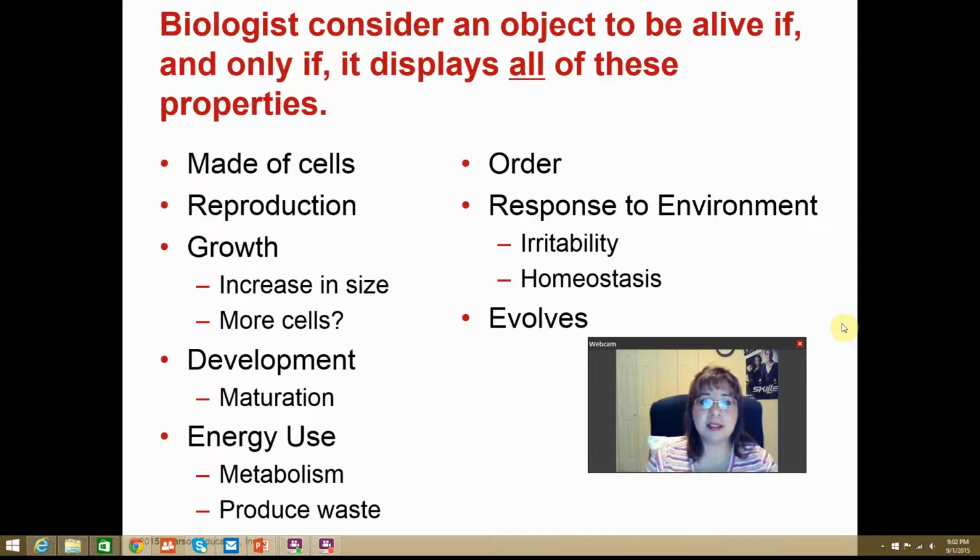And the reason is a throwback to one of our very first slides, is a biologist will consider something to be alive only if it displays all of the properties that we just talked about. The properties of being made of cells. Well, from the previous slide, viruses are not made of cells. They are acellular, or without a cell structure. They don't have any recognized cell parts.